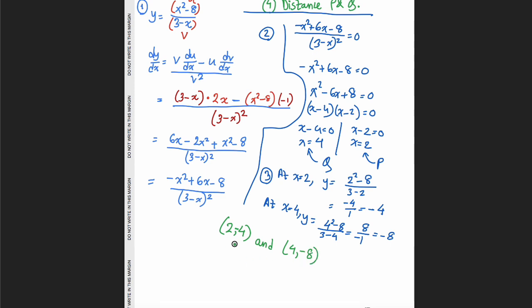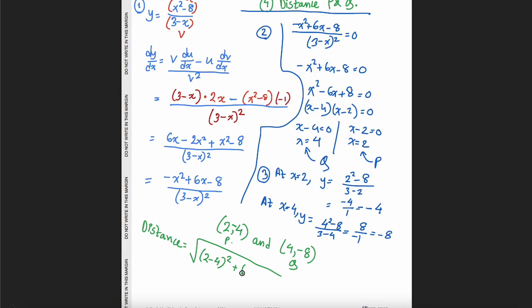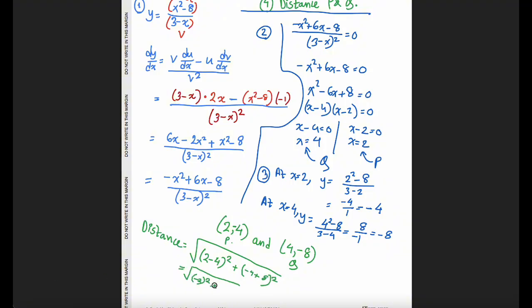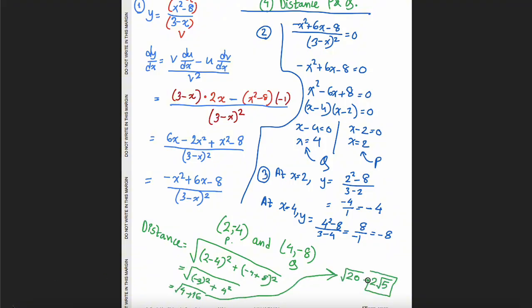Now let's find the distance between these 2 points by using this formula. We will subtract Q from P. So P minus Q, this is for the x, and P minus Q, this is for the y. And that is our final answer.